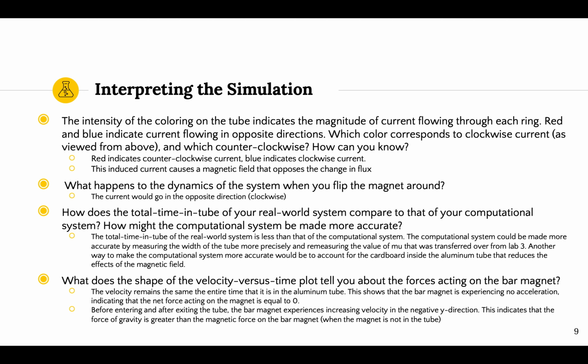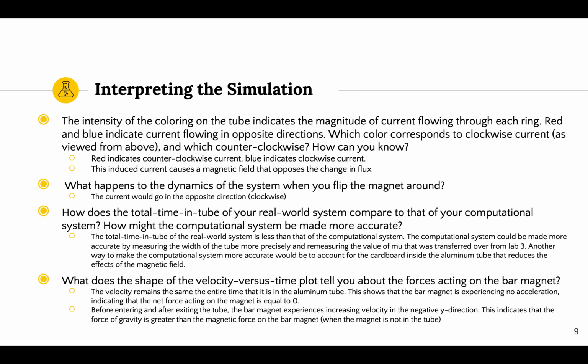Next, moving on, interpreting the simulation. The intensity of the coloring on the tube indicates the magnitude of the current flowing through each ring. Red and blue indicate current flowing in opposite directions. Which color corresponds to clockwise current and which counterclockwise? How can you know? So the red indicates counterclockwise current and the blue indicates clockwise current. This induced current causes a magnetic field that opposes the change in flux. What happens to the dynamics of the system when you flip the magnet around? So the current would go in the opposite direction, clockwise, so it would be shown as blue.